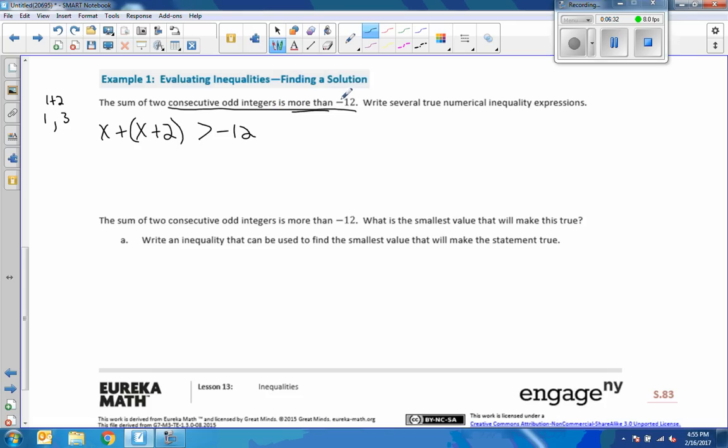Okay, so now if I solve this, x plus x is 2x plus 2 is greater than negative 12. Subtract 2, subtract 2, 2x is greater than negative 14. Divide by 2, divide by 2, x is greater than negative 7.